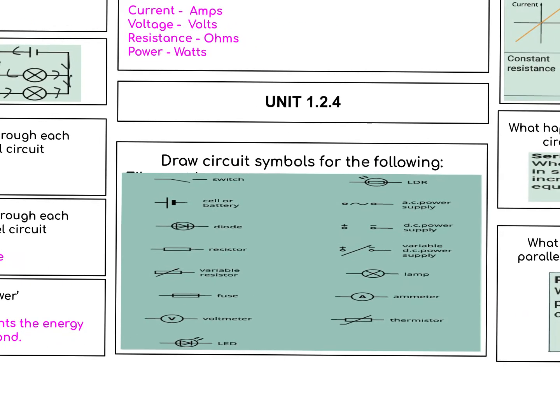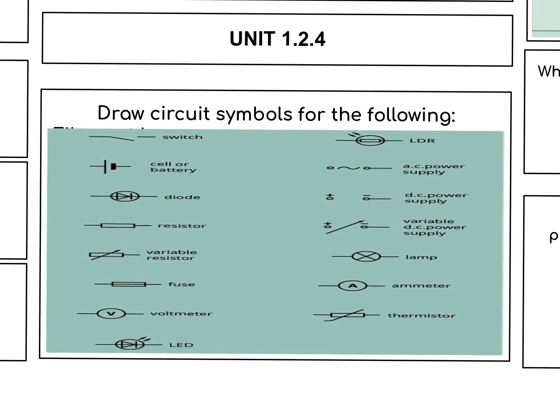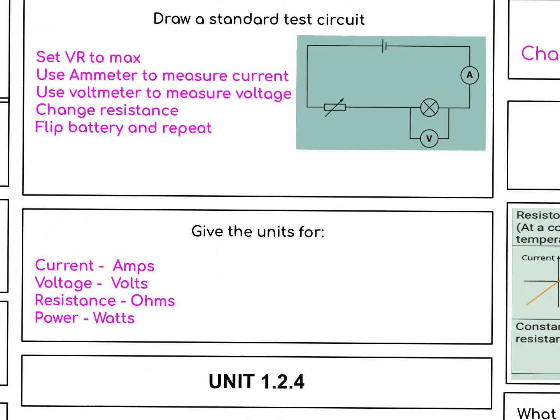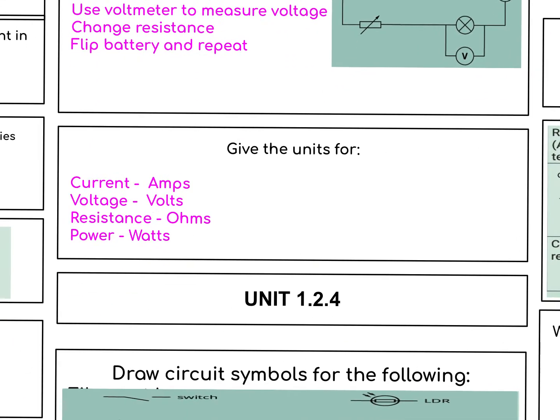Okay, here is a load of circuit symbols. Just pause it, have a look at them. You have to learn them. Big ones, I would say, to make sure we know: voltmeter, ammeter, lamp, variable resistor. You need to know them all, but those are the big ones you want to focus on and be able to look and notice.